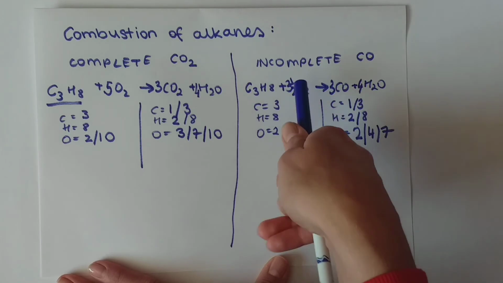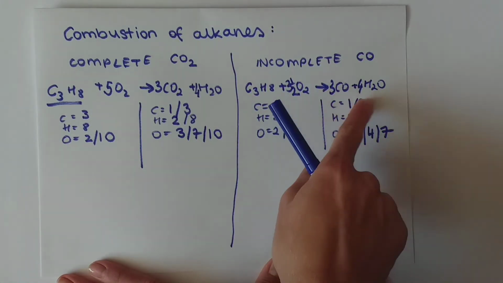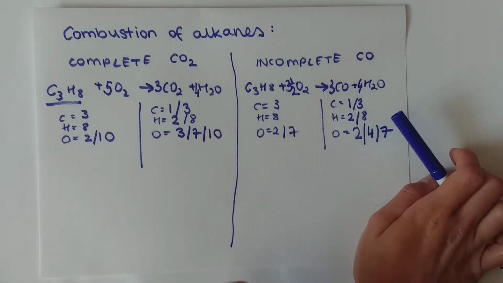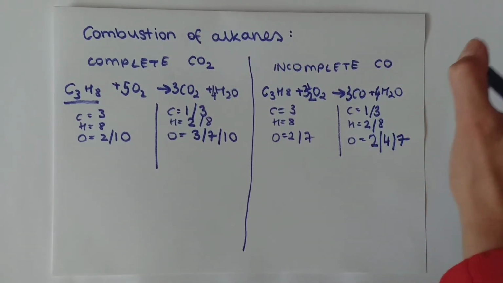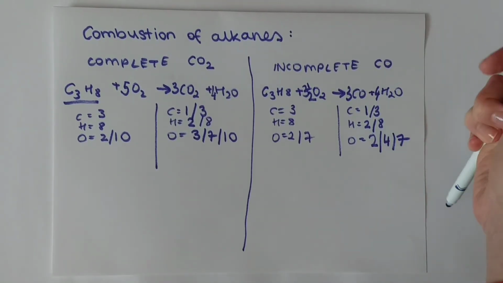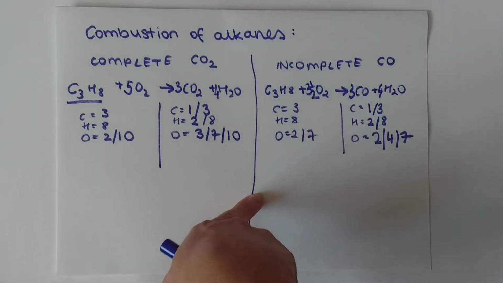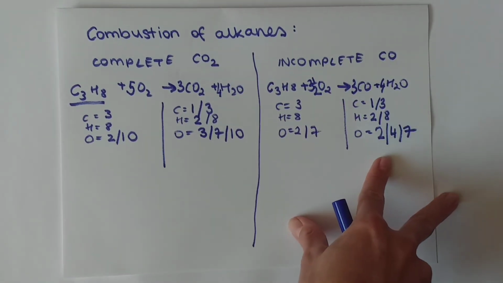The only time you put a 3.5 or a half in your equation to balance it is when you're doing the combustion of alkanes. If you get any other equation where you have to balance it, you never put a half in. You always put a whole number. During combustions, that's the only time you can use a half in your balancing.